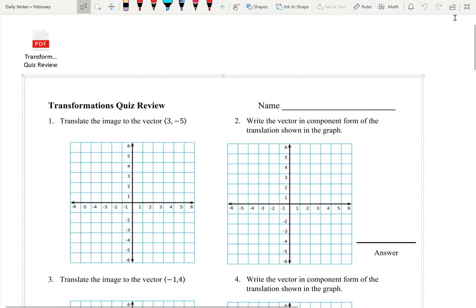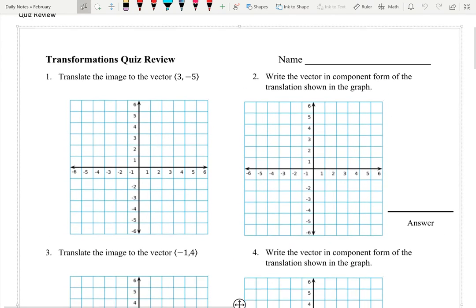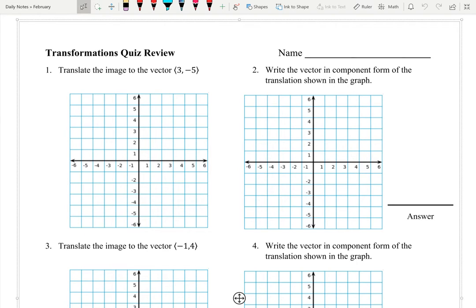All right, the transformations quiz review. Here I've got to sketch my images back on there, but then we'll solve the problems together. So for number 1, let me move this closer actually real quick.